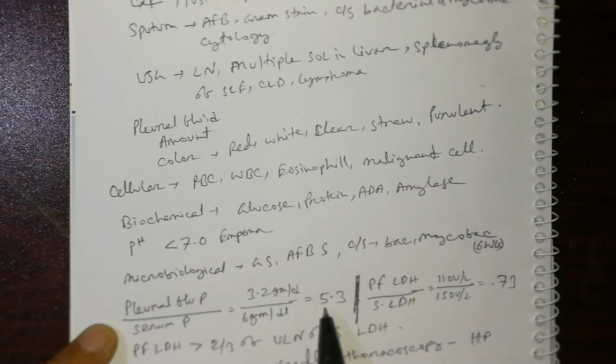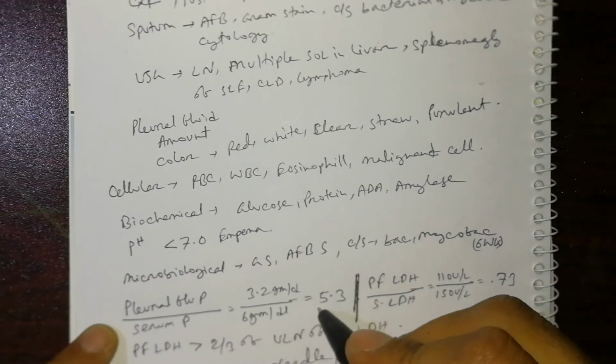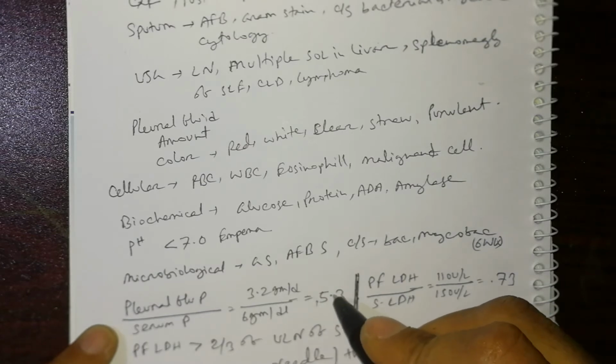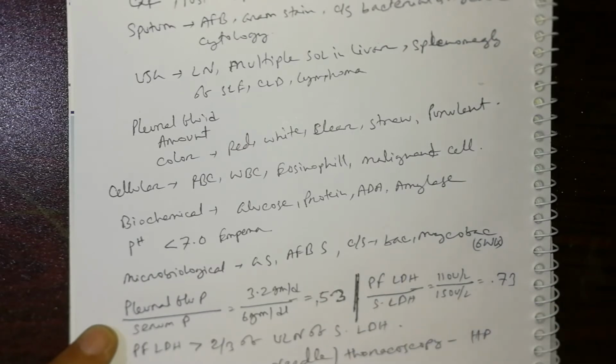The ratio between these is 0.53, sorry, it is 0.53. So if it is more than 0.5, it is exudative. If it is less than 0.5, it is transudative.